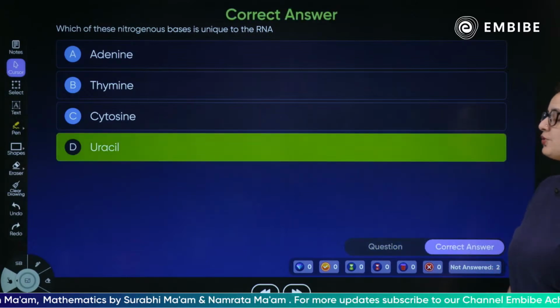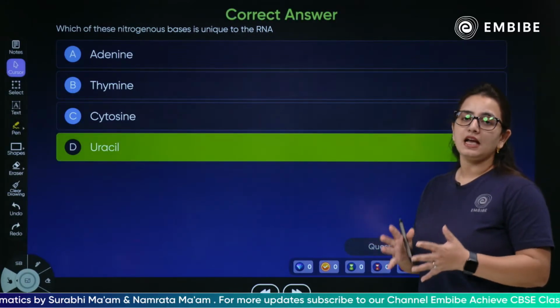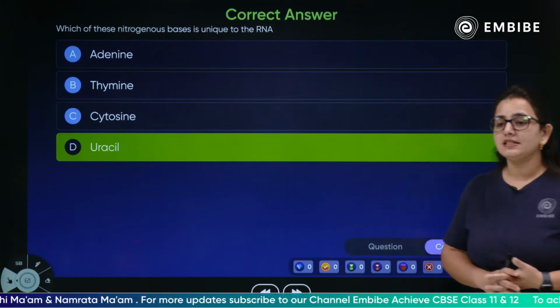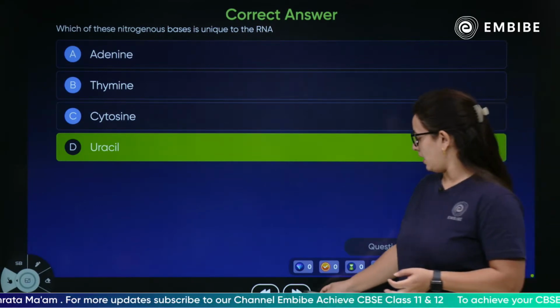Correct answer is the uracil. Uracil is present in the RNA, bonding with the adenine. Yes, instead of thymine, there would be a uracil in the RNA.